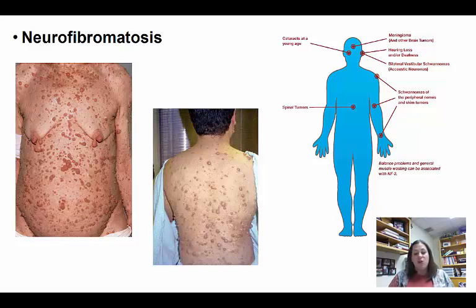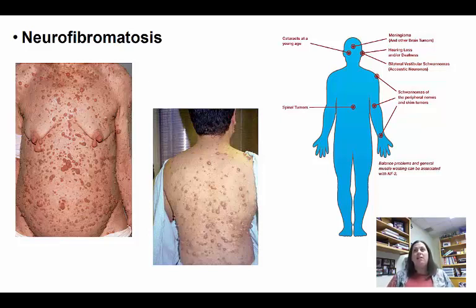On type 2, we see that the tumors are going to affect their hearing more, with some acoustic nerve tumors. That's the nerve that takes the information from your ear to your brain and helps you process it. So it's going to cause hearing loss and even balance issues due to the inner ear.